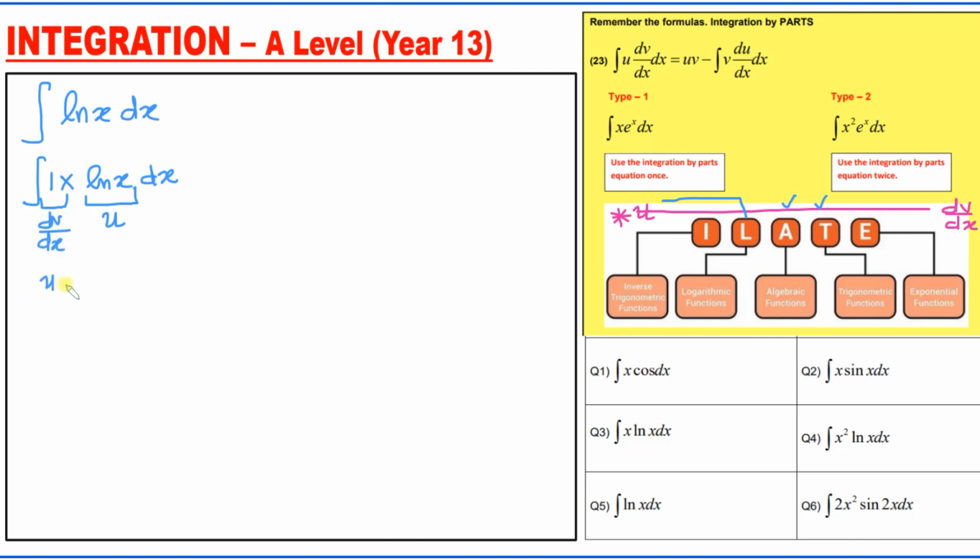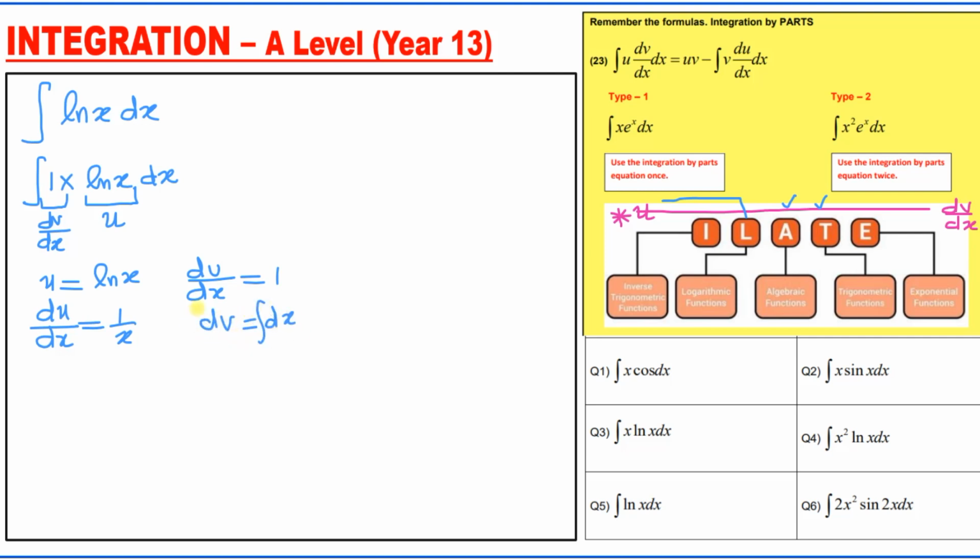Now let's start with the question, u equal ln x, and now du over dx becomes 1 over x, and now dv over dx becomes 1. Now dv equal dx.